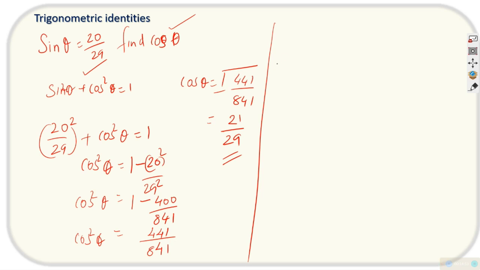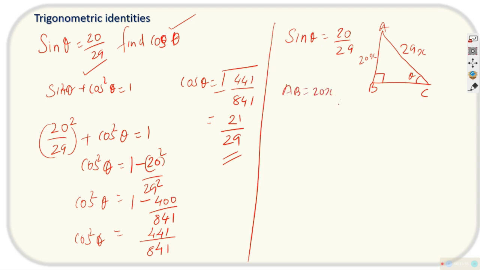Otherwise you can do it simply: sine theta is equal to 20 upon 29 is given, correct? From that we get an idea. If there is a right angled triangle, we name it ABC. The hypotenuse is 29, it will be a multiple of 29. This is 90 degrees, so consider this angle as theta. The opposite side AB, let us write it as 20x. It will be a multiple of 20. The ratio concept is the same. So in that case we can write AB is 20x and AC is 29x, correct?